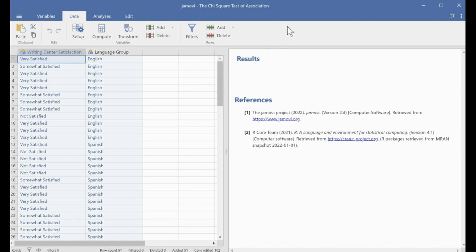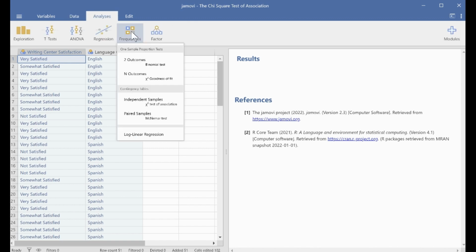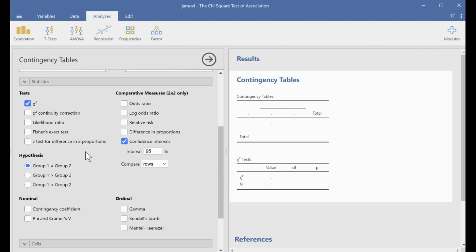And the question I have is, is there an association here which is beyond just a random connection? So let's go to analyses, let's go to frequencies. Let's go down here to independent samples, test of association, because remember we want to look at the association between these two variables. Okay, before I move over the variables, let's see what we've got here.